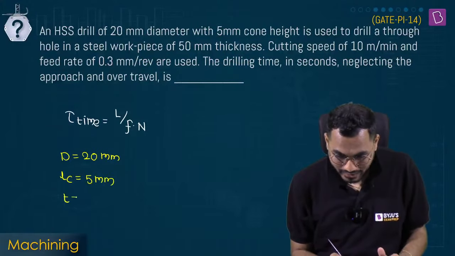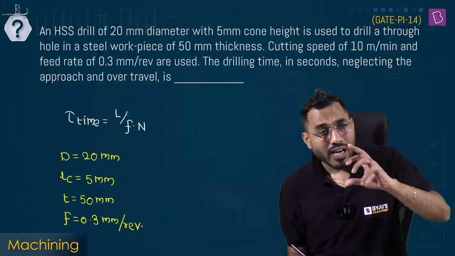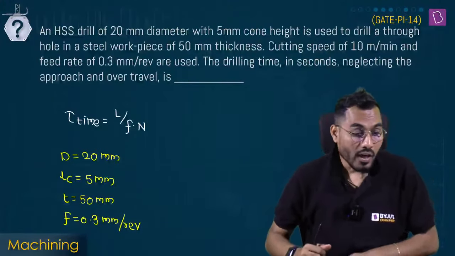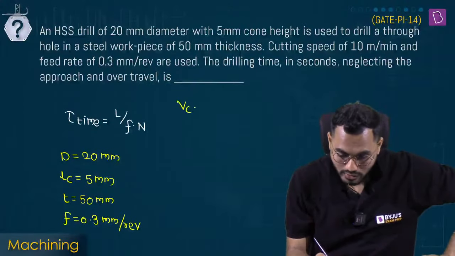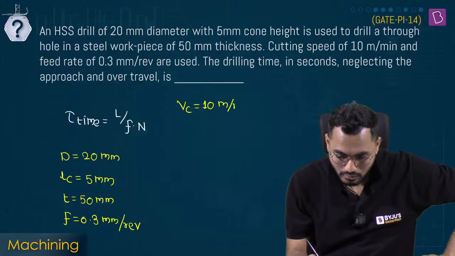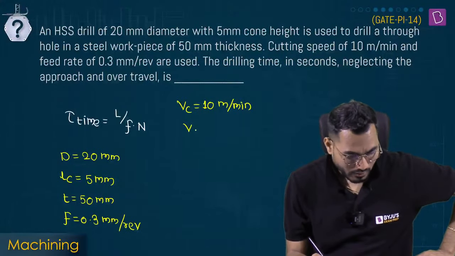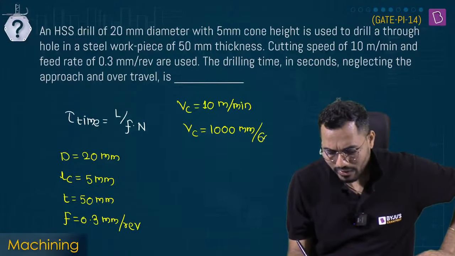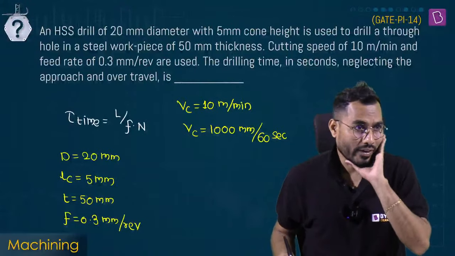The thickness of the metallic plate is exactly 50 mm. Feed is given as 0.3 mm per revolution. But sir, I require RPM, the speed at which the drill tool is rotating. What data is given? The cutting velocity is given, that is 10 meters per minute. So the cutting velocity can be written as 1000 mm per minute, divided by 60, that is mm per second.